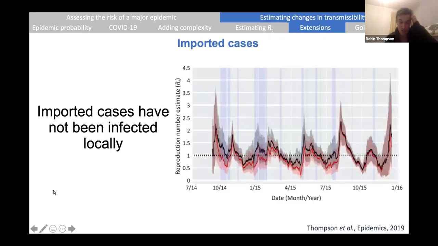Here's a quick example to show the implications of not differentiating between local and imported cases. This is for MERS in Saudi Arabia, from the paper that we wrote last year. You can see two different lines. The black line is what happens if you don't differentiate between imported and local cases. And the red line is the more accurate estimate of RT, which occurs if you do differentiate between imported and local cases. In other words, like I said a moment ago, you say that imported cases are not recipients of the virus in the local population, so you get a lower estimate for the time-dependent reproduction number.